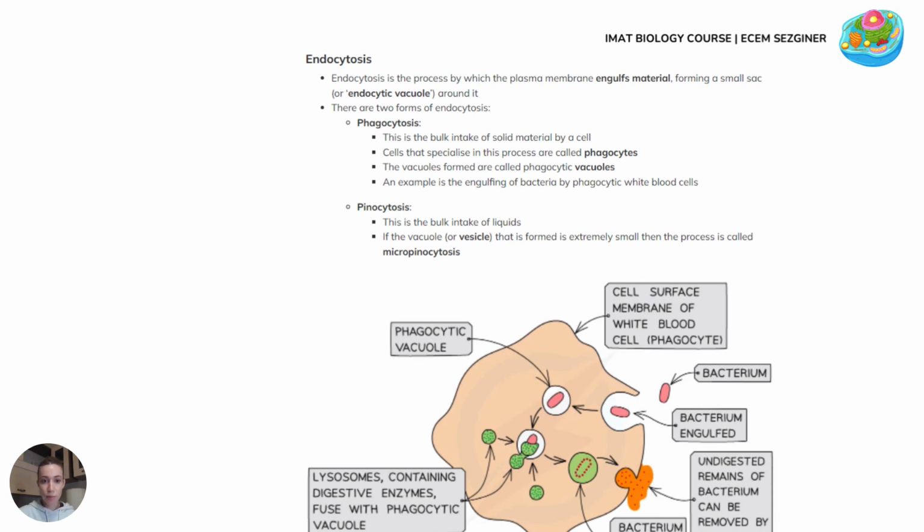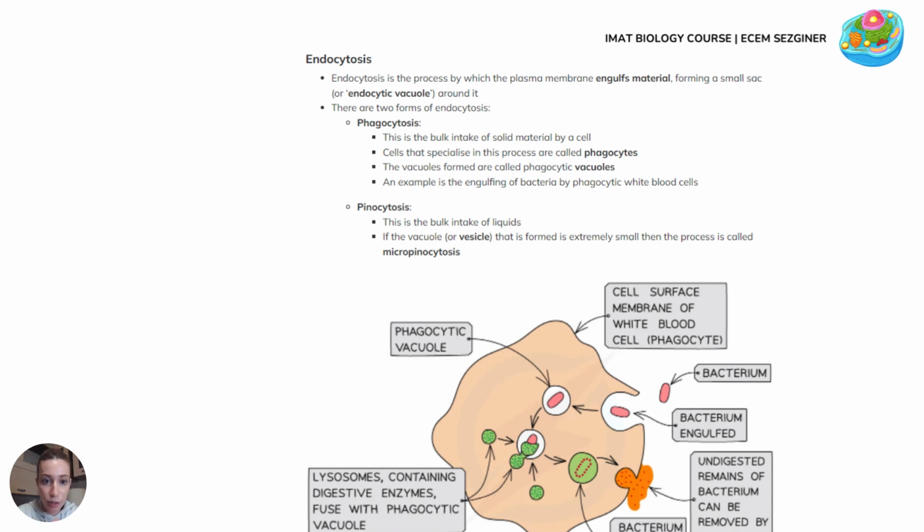Finally, we are going to learn about endocytosis and exocytosis. They are also called bulk transfers or pack transfers because we are transferring a high amount of materials at one time. Therefore, they are used if we need to transfer a big amount of materials.